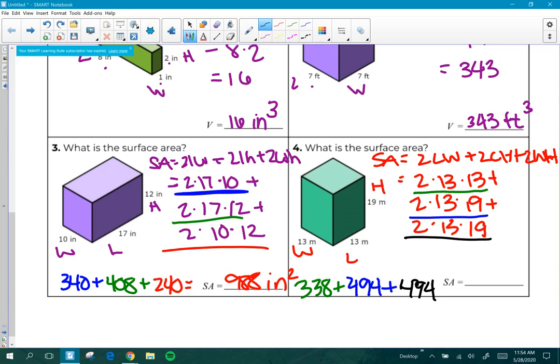Now, after I did that complex multiplication, now I'm adding everything together. So it's 494 plus 494 plus 338. And that gives me 1,326. And then it's technically meters squared. That's how much wrapping paper I would need to cover that entire big box, that 13-meter box.